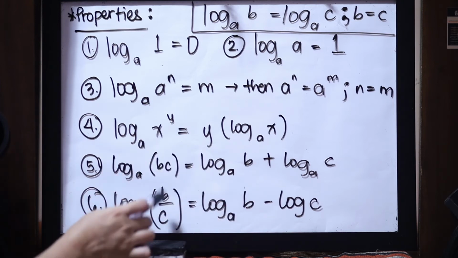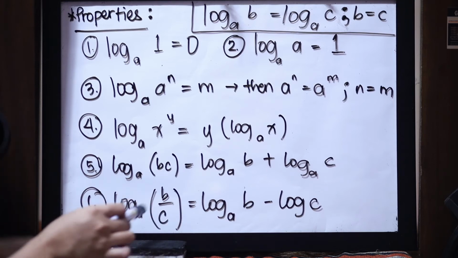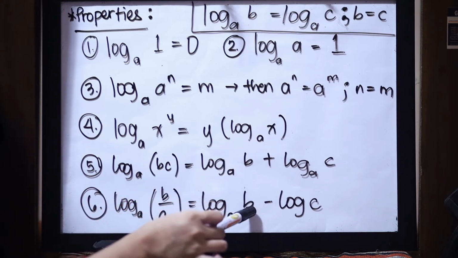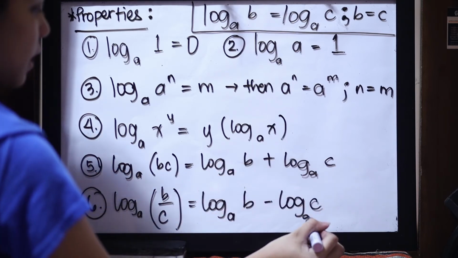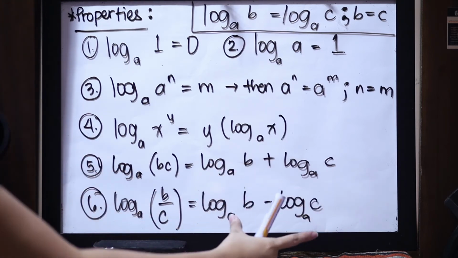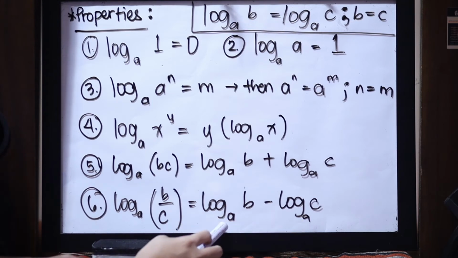Next, logarithm of b all over c to the base a can be written as logarithm of b to the base a minus logarithm of c to the base a. So, basta kailangan pareho yung base nila dito.